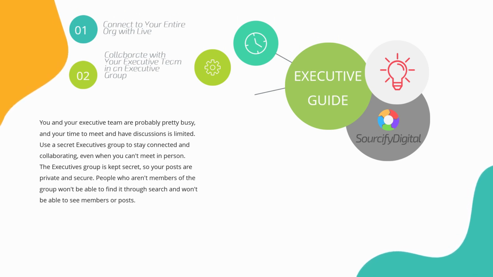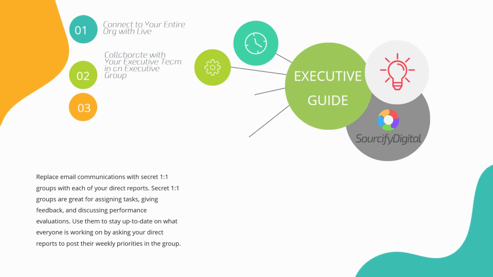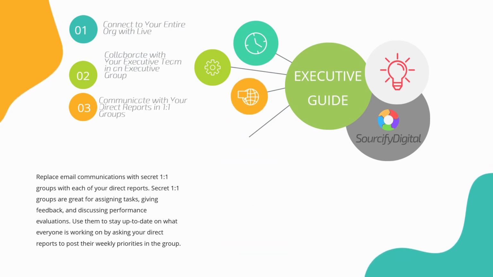and won't be able to see members or posts. Communicate with your direct reports in 1-1 groups. Replace email communications with a secret 1-1 group with each of your direct reports. Secret 1-1 groups are great for assigning tasks, giving feedback, and discussing performance evaluations. Use them to stay up to date on what everyone is working on by asking your direct reports to post their weekly priorities in the group.